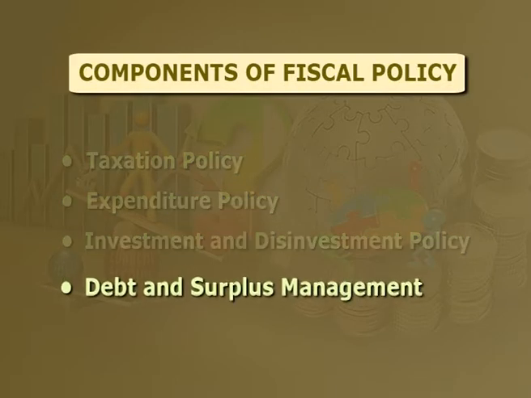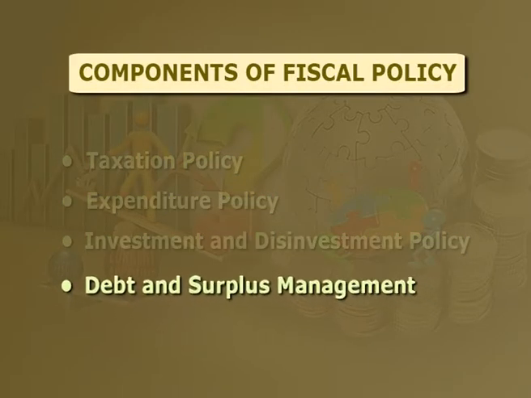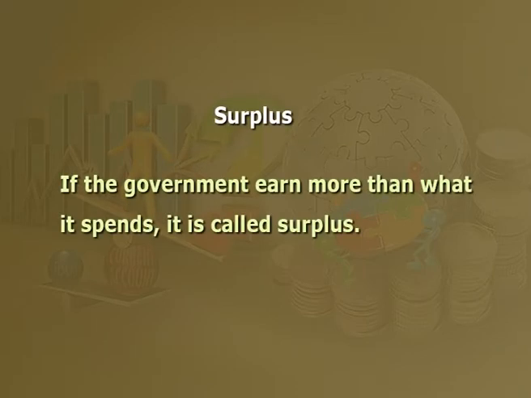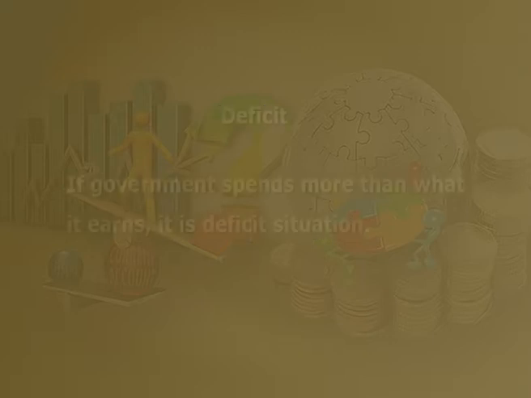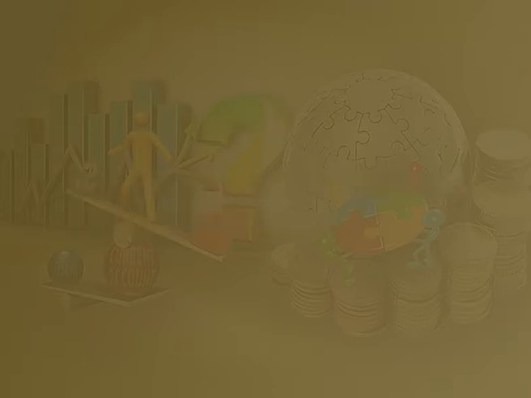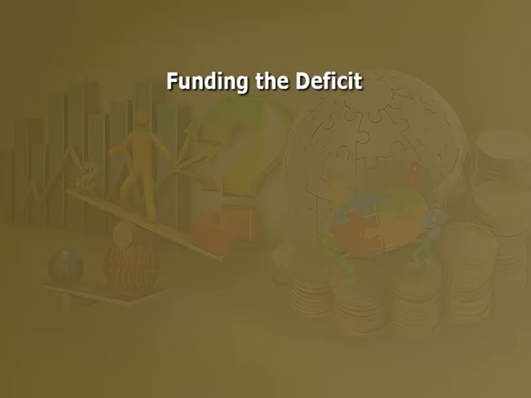Now, let us look at debt or surplus management. There are two possibilities in a budget: deficit and surplus. If the government earns more than what it spends, it is called surplus. If government spends more than what it earns, it is a deficit situation. To fund the deficit, government has to borrow from domestic or foreign sources.